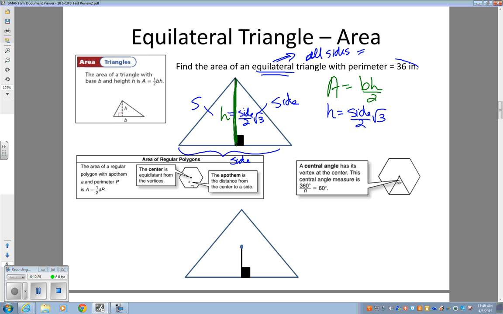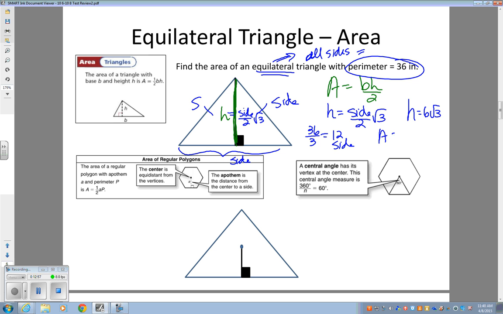So if I know the perimeter, you're right, Elias. If I know the perimeter is 36, could you figure out the side? What would you have to do? All right, so 36 divided by 3, so the side is 12. So what's the height? Yes, take that side, divide by 2, so the height is 6 radical 3.